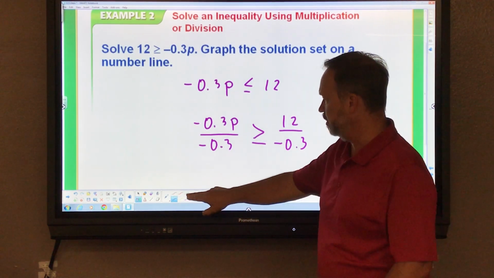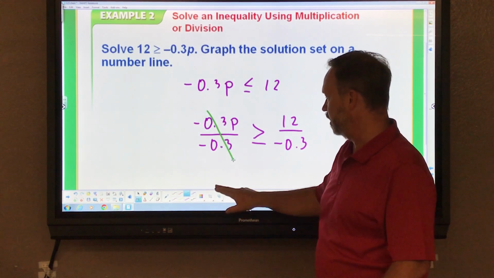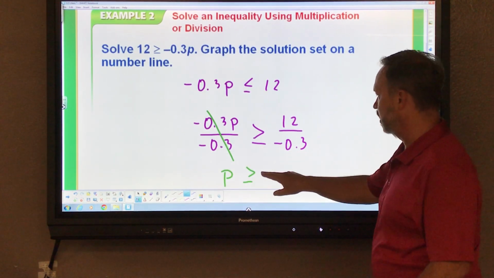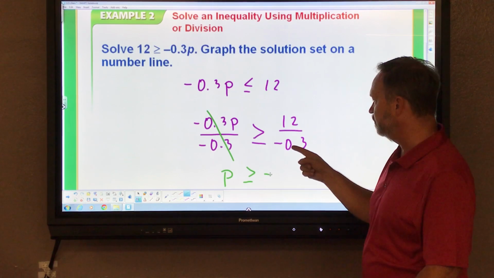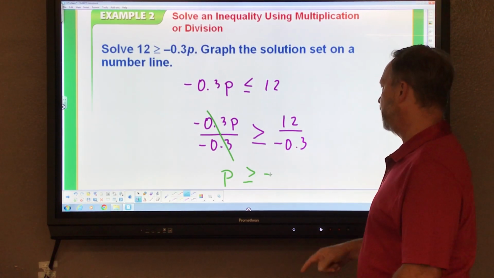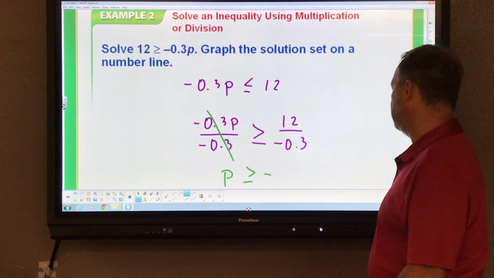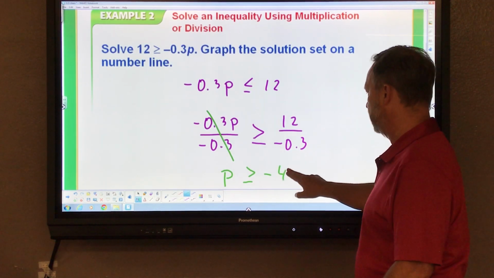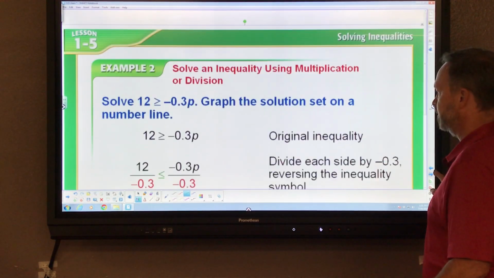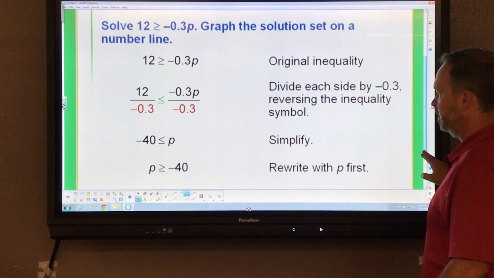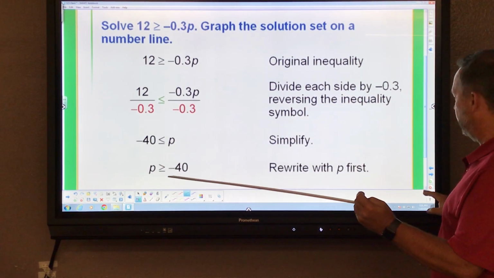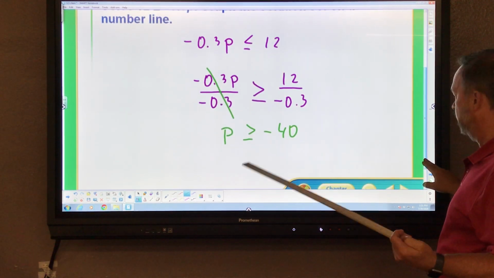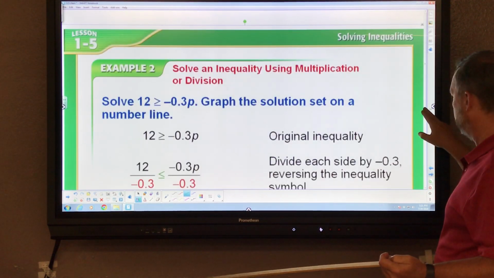And of course, when I do that, these cancel, leaving me with a p. And these are going to give me a negative number, and 12 divided by 0.3 is going to be some big number like 40, I think. Let me see if that's right. Yes. So it says p is greater than or equal to negative 40, and that's what I got. P is greater than or equal to negative 40.